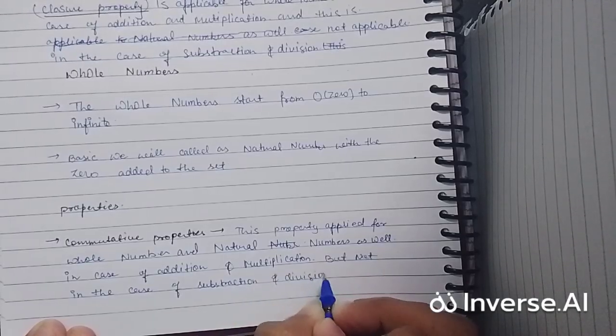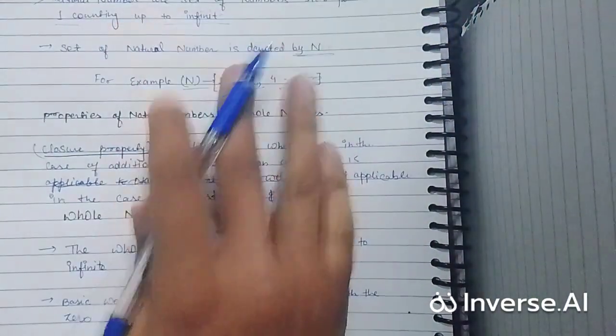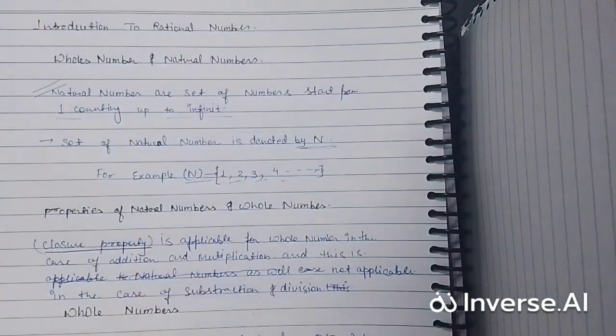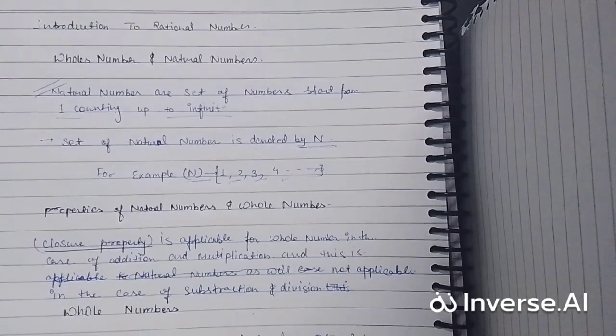Do you understand what I am explaining? First, we have learned about whole numbers and natural numbers. Then we learned about their properties, closure property and commutative property, and one more property we will study is called associative property.